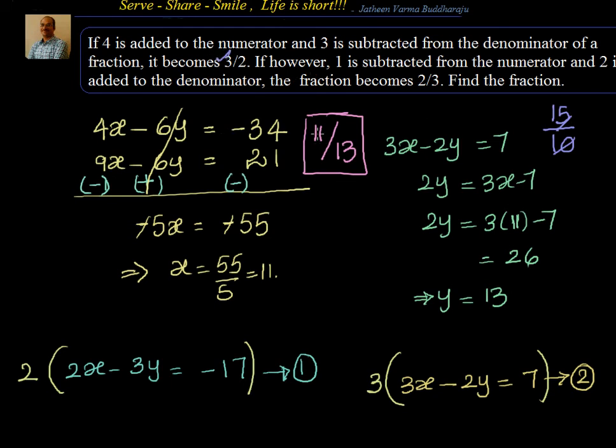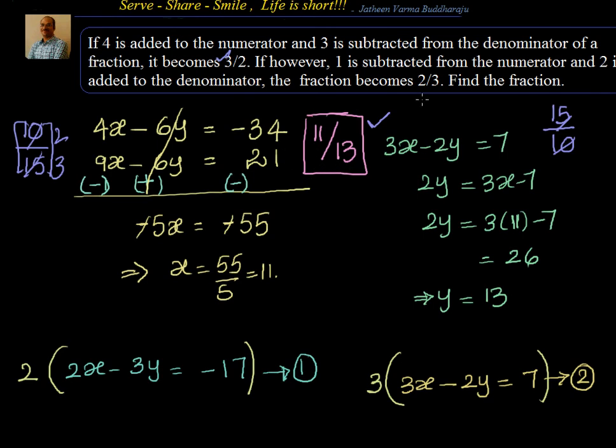Similarly, if 1 is subtracted from the numerator, 11 minus 1 is 10, divided by 2 added to the denominator, 13 plus 2 will become 15. You simplify, you will get 2 by 3. So our answer is correct. So the answer is 11 by 13.